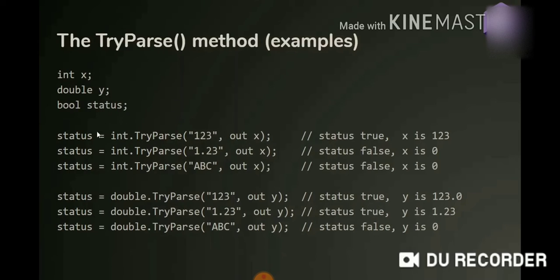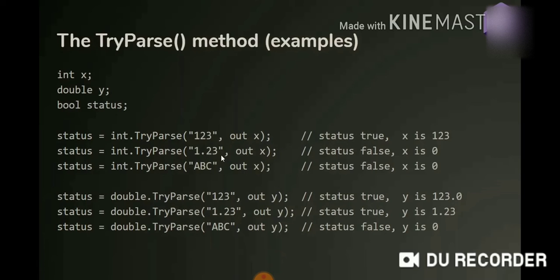Let's look at a couple examples of TryParse. So here I have three variables. I have an integer x, a double y, and a boolean value that I name status. Every time I use TryParse, two values are going to change. The status value is going to be set via the returned boolean value from TryParse, and the integer or double variable is going to be set here. So let's look at how this works.